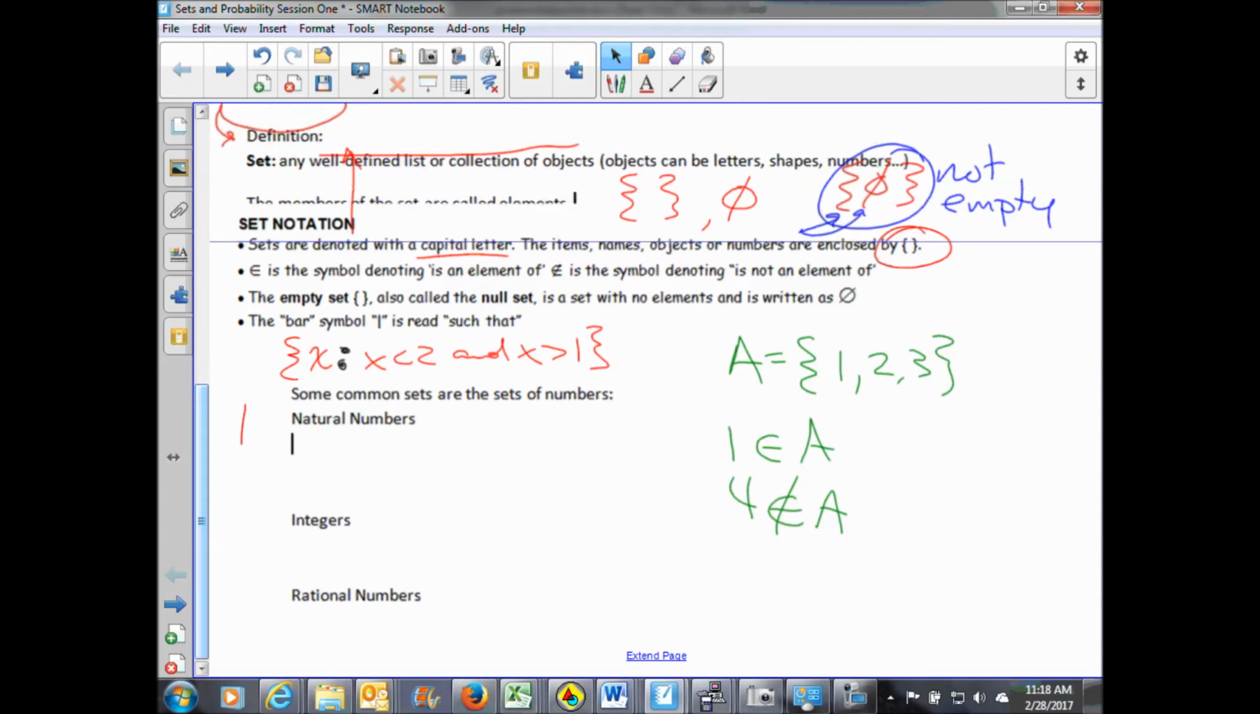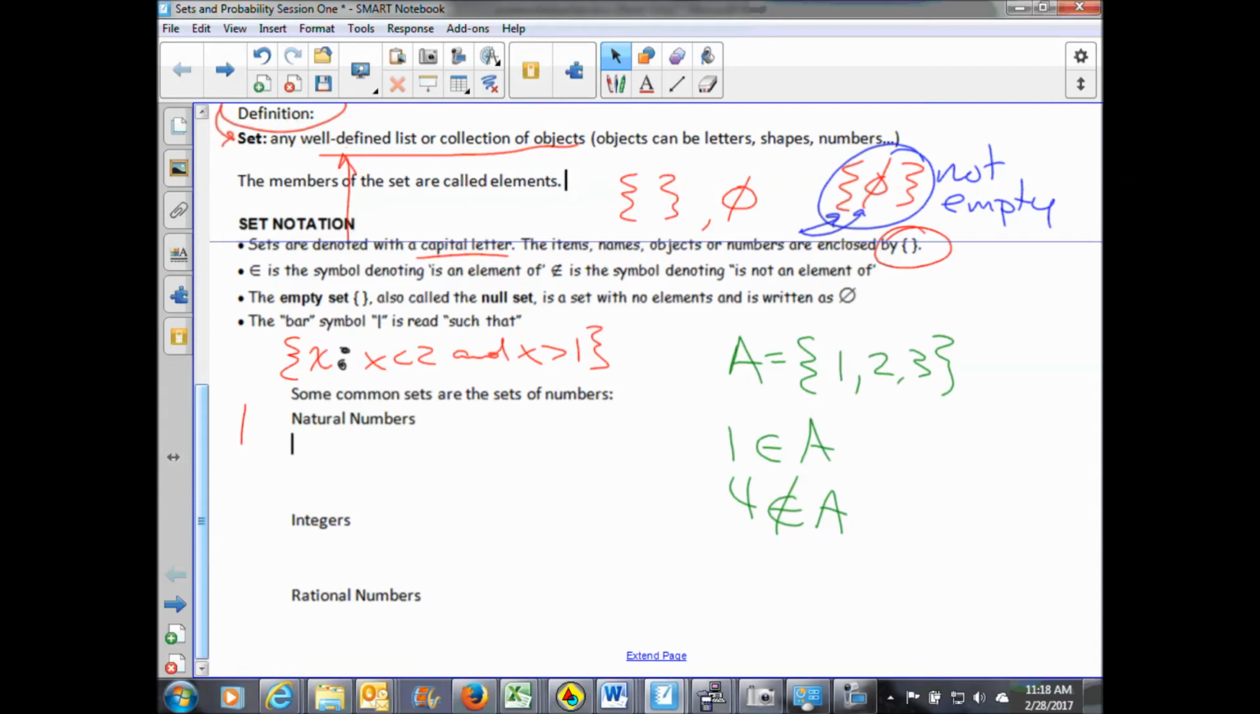So when we talk about sets of numbers, there are some sets of numbers that are well defined, but they need to be well defined to use. So you need to know what is in the set of natural numbers, and you need to know what is in the set of integers, and you need to know what is in the set of rational numbers. So let's just go over this again.